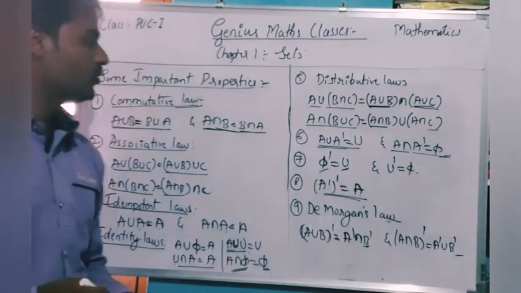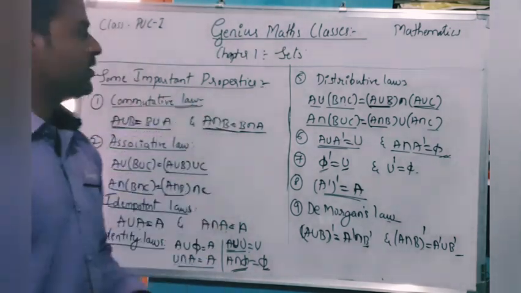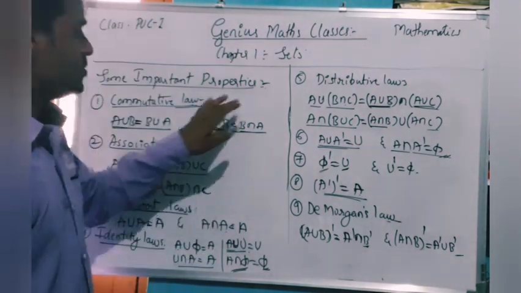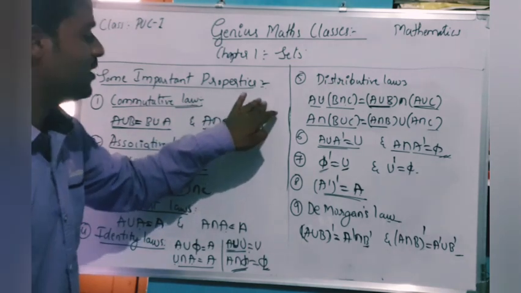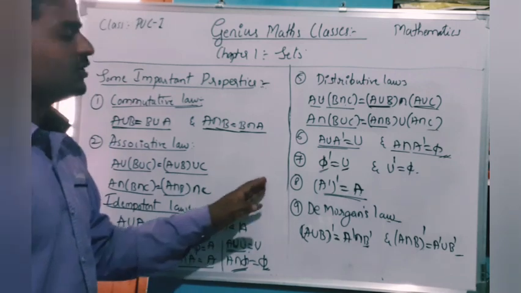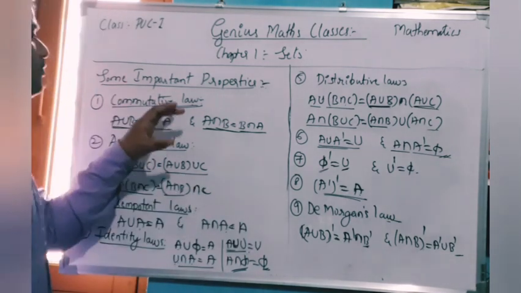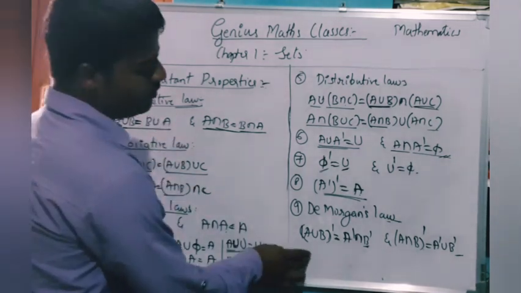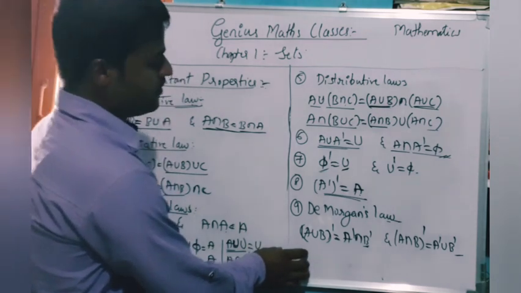So this is about some very important properties of set operations in set theory. So this concludes my class on operations on sets. This includes some important properties. This will help you in solving some examples.